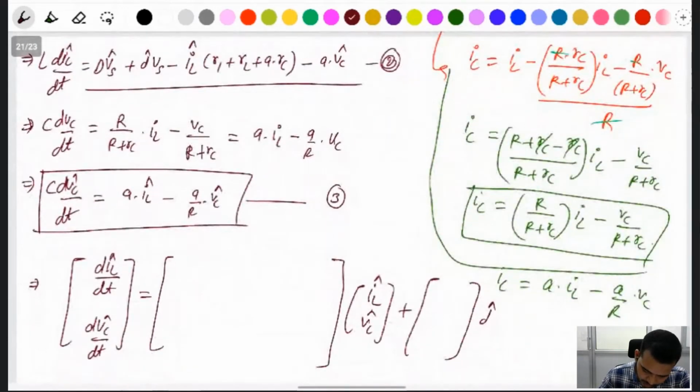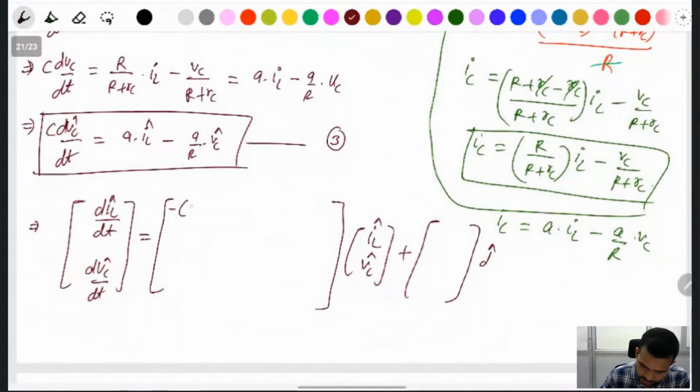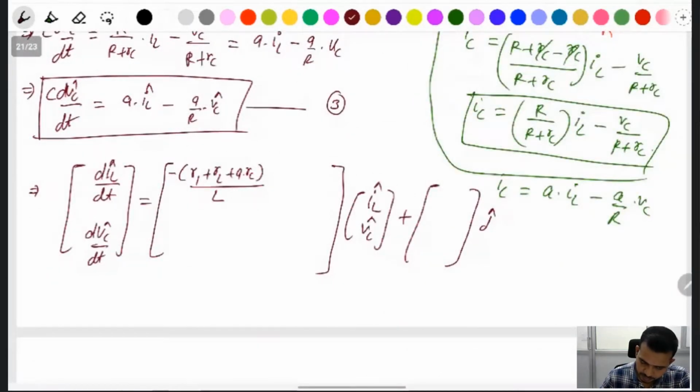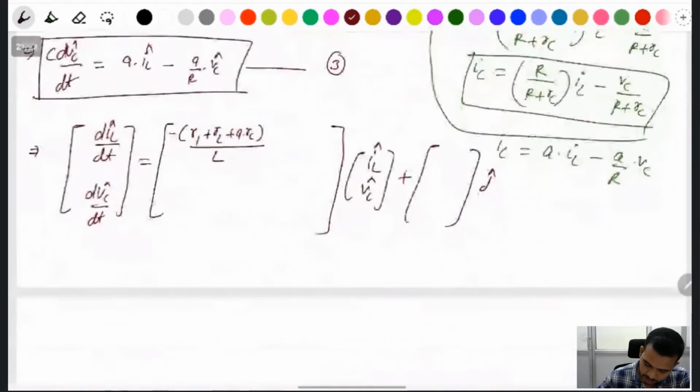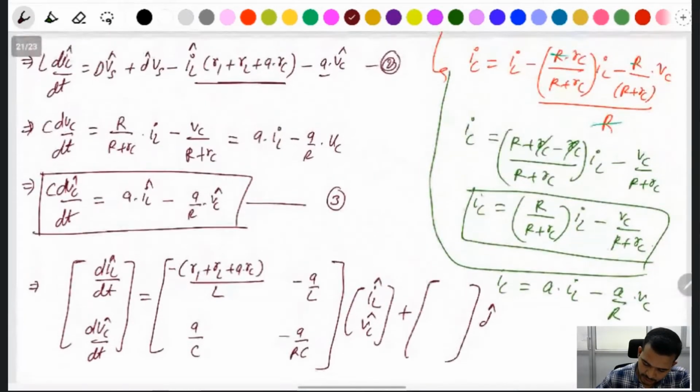If you take IL, inductor state, this one is the IL only, minus R1 RL plus ARC divided by L. If you take a di by dt, then L is common here. And VC is A by L, this one minus A by L, and common IL is A by C, this one minus A by RC.